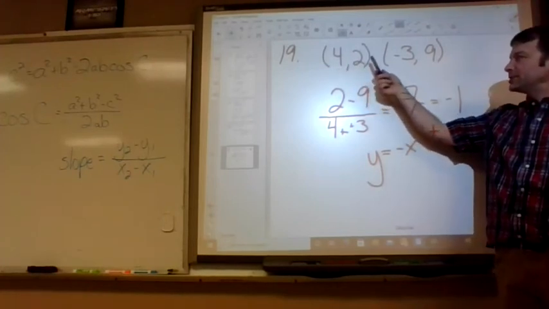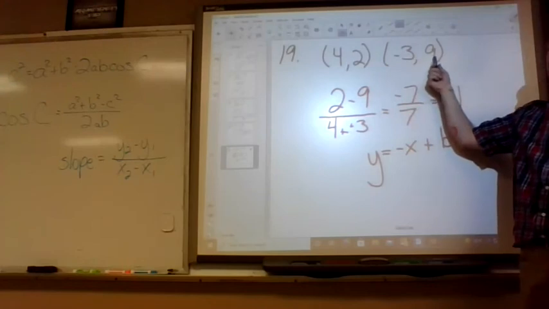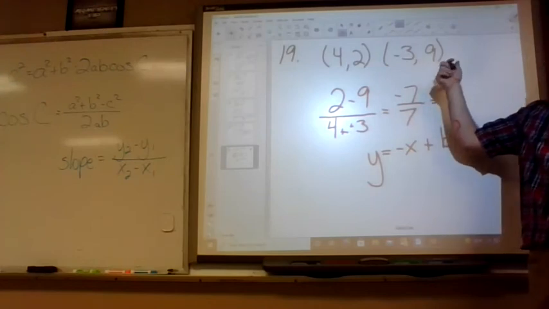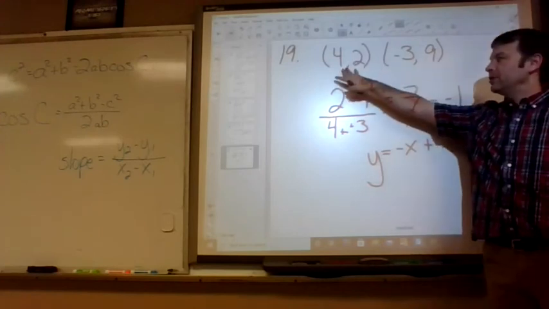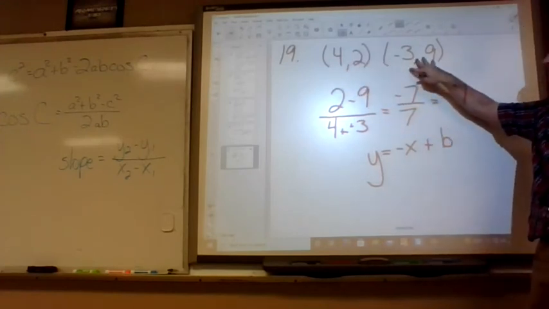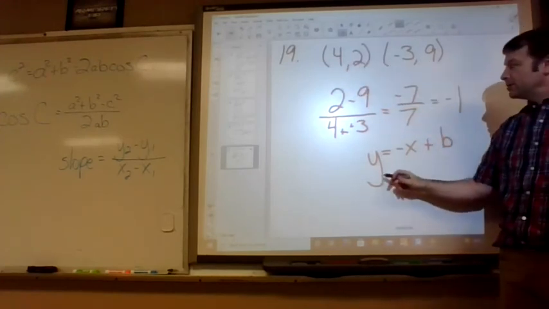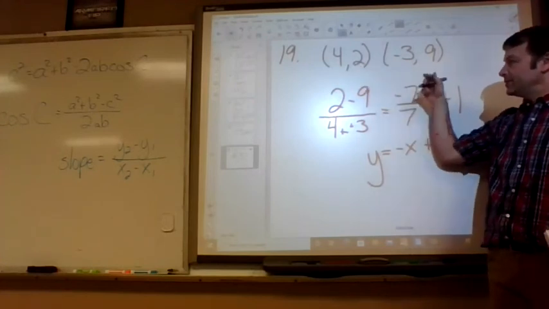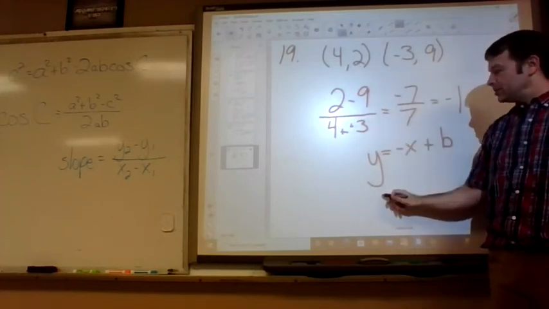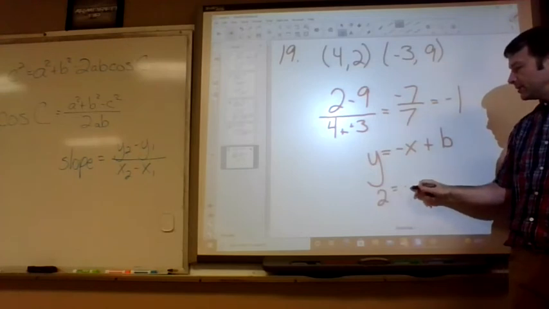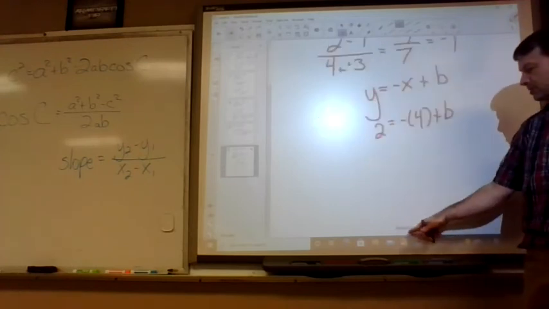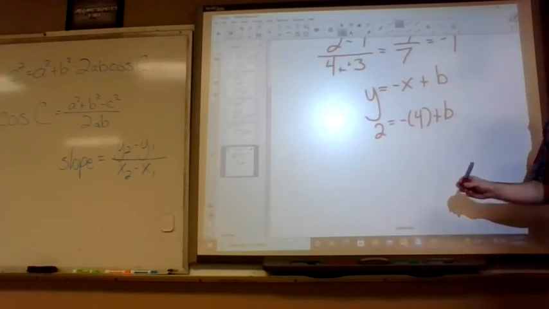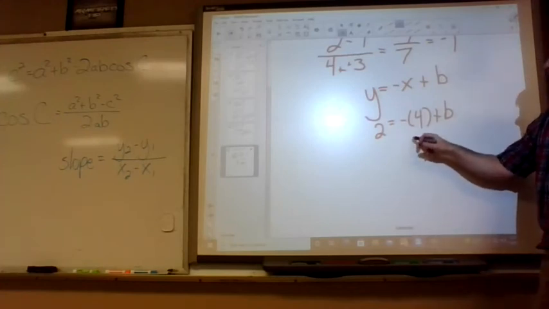4 is an x, 2 is a y. What about this one? How do we know which one to plug in? It doesn't matter. You're going to get the same b value no matter which of these two you plug in. So 4, 2 looks easier than negative 3, 9. Remember, 2 goes for the y and 4 goes for the x. How do I solve this for b? Add 4.